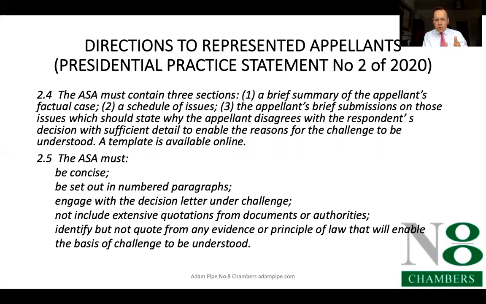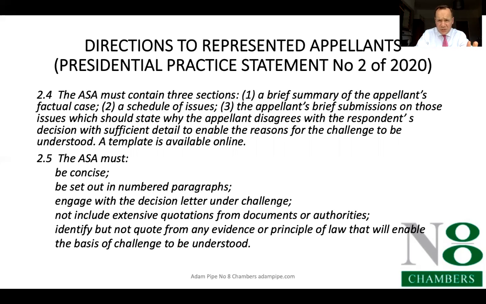Then the submissions. And I think there you can cross-refer to the evidence and provide hyperlinks to case law. Clearly, they don't want long citations now. So you can hyperlink across to case law. Maybe with an electronic bundle maker, you can do links to the bundle, so it takes you straight to the part in the bundle. So it says concise, numbered paragraphs, engage with the decision, not extensive quotations from documents or authorities.